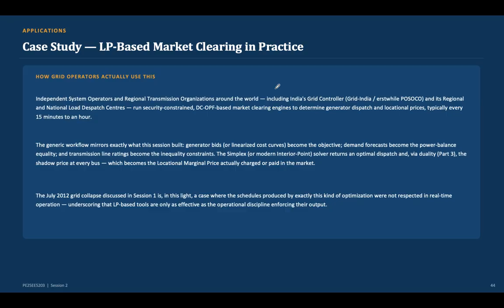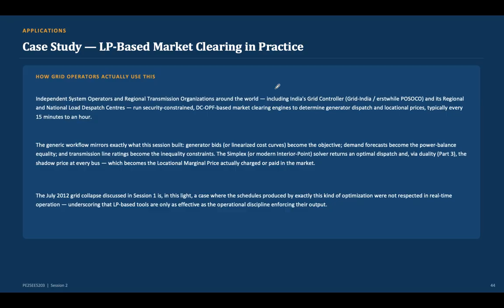So the central workflow remains, right. Generator bids or linearized costs become the objectives, demand becomes the balance requirements, network limits become constraints, and optimization solvers produce the feasible economic dispatch. The dual information can provide marginal values associated with constraints. This is a practical significance of the mathematics we have studied today.